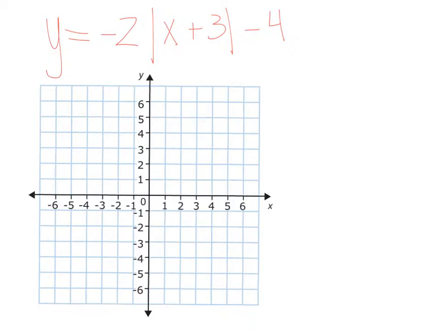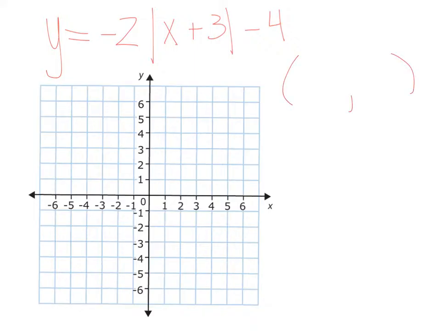Okay, so we're going to start with how to graph an absolute value function. So here we have y is equal to negative 2 times the absolute value of x plus 3, minus 4. So we are going to start by figuring out what our vertex is. The vertex is going to be given to us from our function. It is going to be written as a point, x comma y.